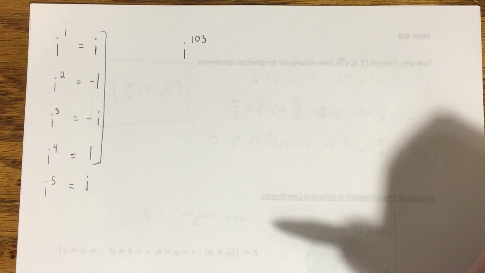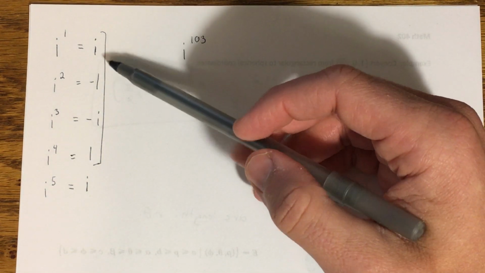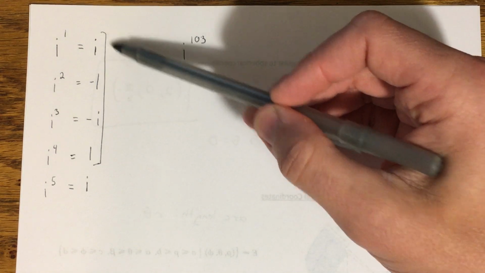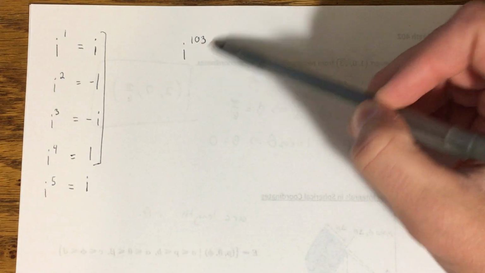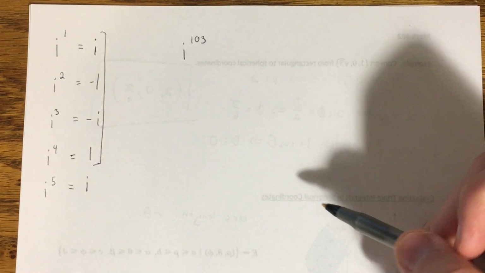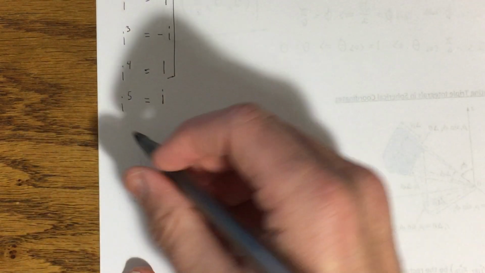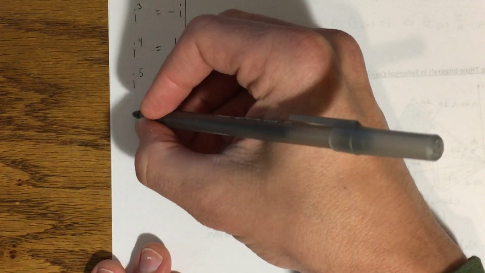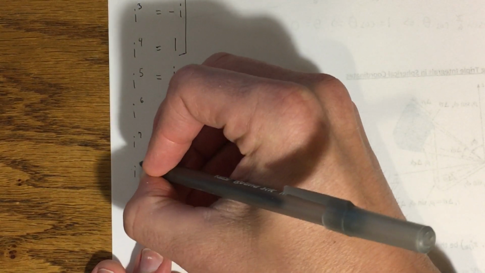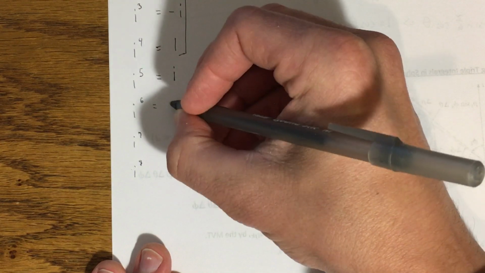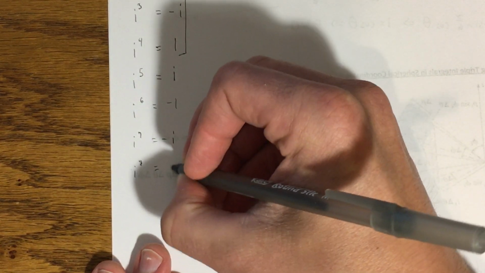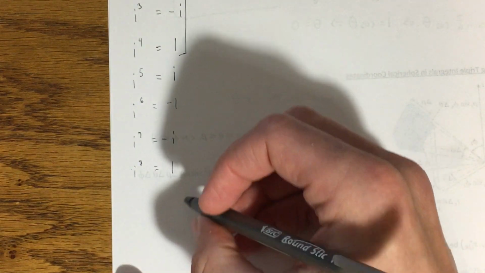So what would be easier to do is to come up with a way of determining what position in this cycle of 4 this should be in by using division. Here's what I mean. So notice if I did continue this list, i to the 6th, i to the 7th, i to the 8th, I would get -1 here, -i here, +1 here.